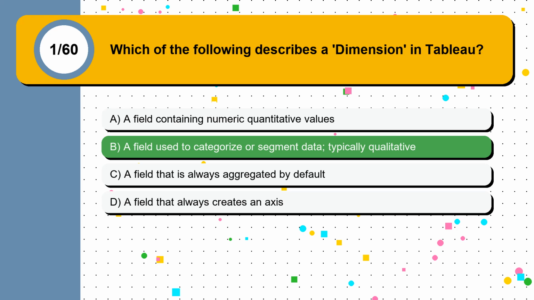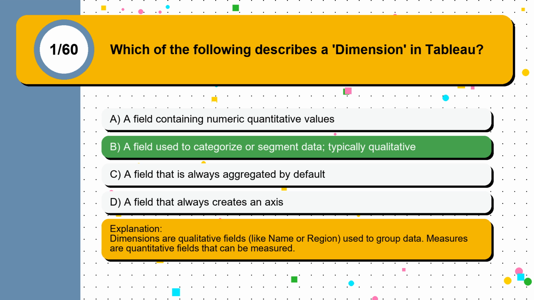The correct answer is option B. A field used to categorize or segment data, typically qualitative. Dimensions are qualitative fields, like name or region, used to group data. Measures are quantitative fields that can be measured.